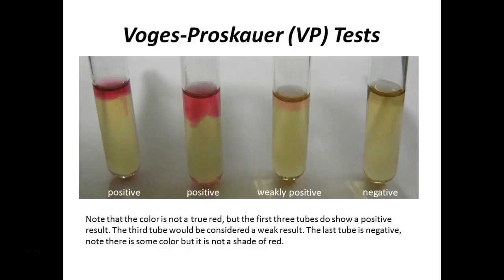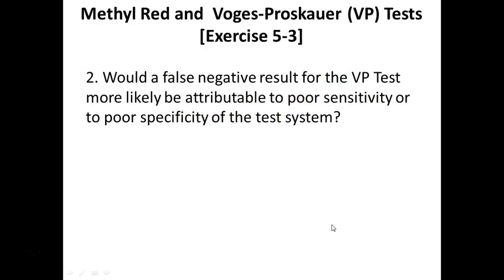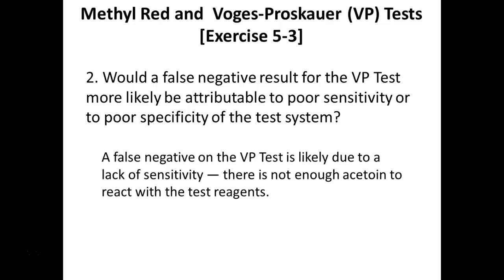So there's just our results. You can see just a little bit, right? That's a weak positive there. So would a false negative result for the VP test more likely be attributed to poor sensitivity or poor specificity of this test? Yeah, it's a sensitivity issue, right? When you just don't see enough red color to see that it's a positive result. Maybe not enough acetoin, right? Not enough of that chemical forming for you to see.